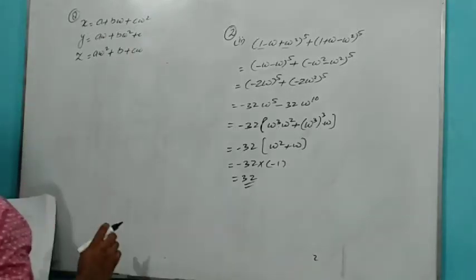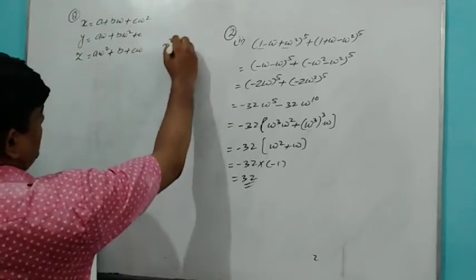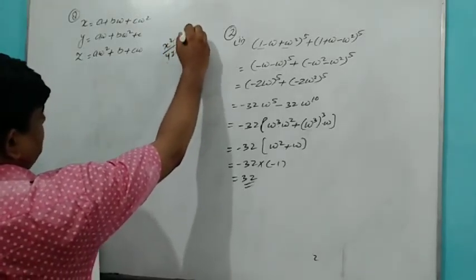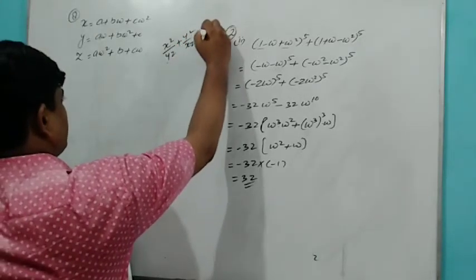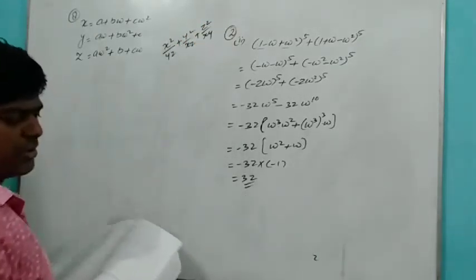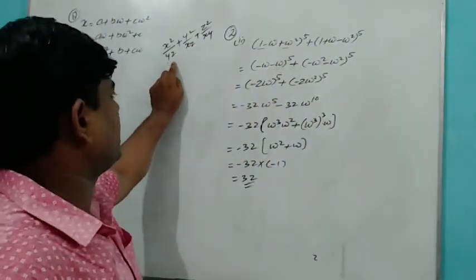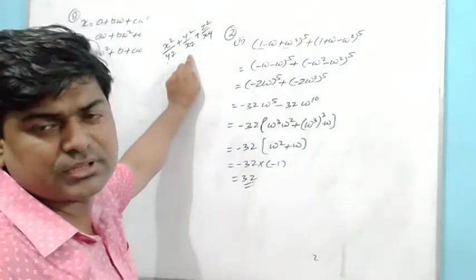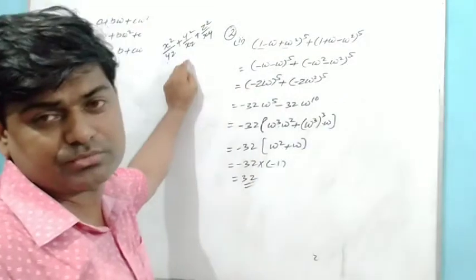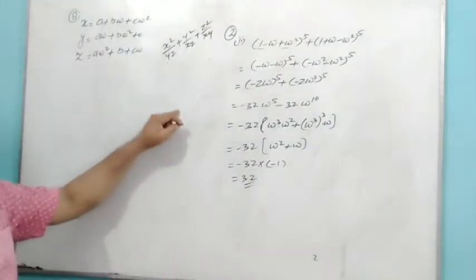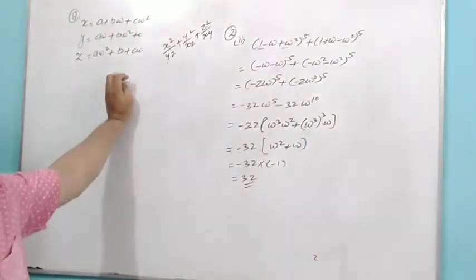I have to find the value of x square upon yz plus y square upon xz plus z square upon xy. If I want to simplify this, I'll get xyz as the LCM, and in the numerator I'll get x cube plus y cube plus z cube. Now if I substitute the values of x and y here, it is very difficult to find x cube, y cube and z cube.